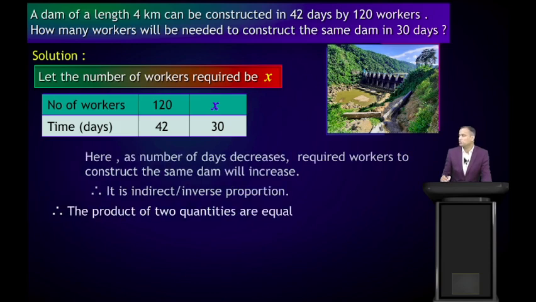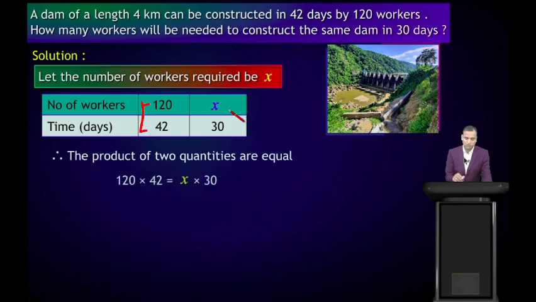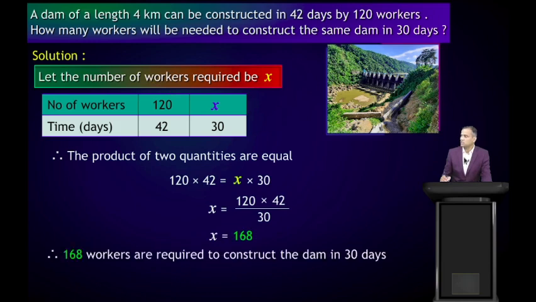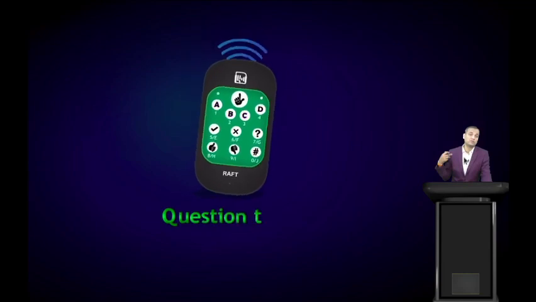Now the product of two quantities is equal, and what are the quantities? Number of workers into time equals number of workers into time. So we can write 120 into 42 equals x into 30. What is the value of x? After solving this, 168 workers are required to construct the dam in 30 days, and here the length of the dam is the same.